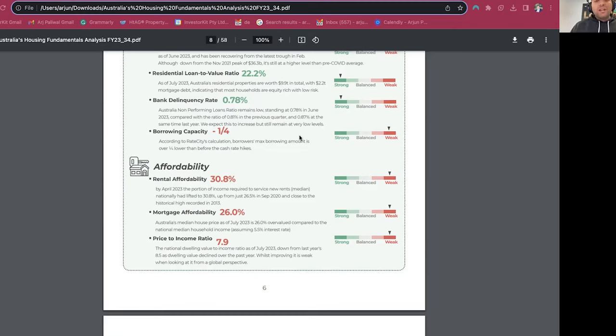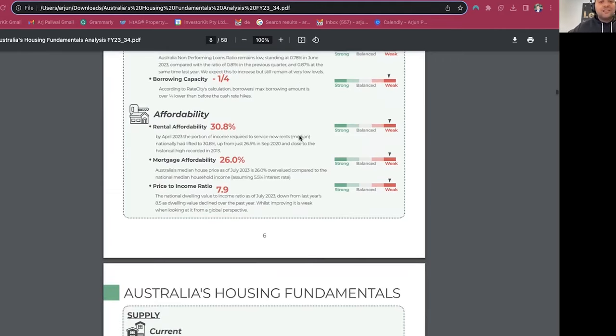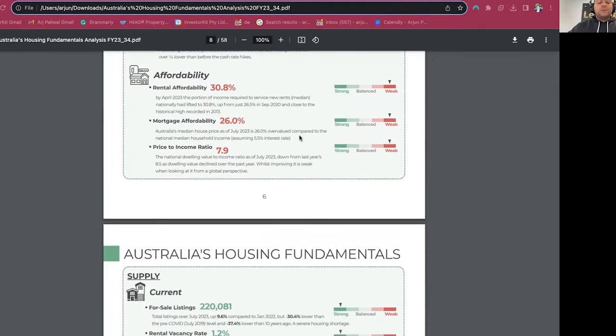Bank delinquency rate, very strong as well. That's quite healthy. And borrowing capacity, obviously, was weak. So much further down, right? Then we've got affordability for rentals. That's actually weakened as well. People are spending more money of their total income on rent.